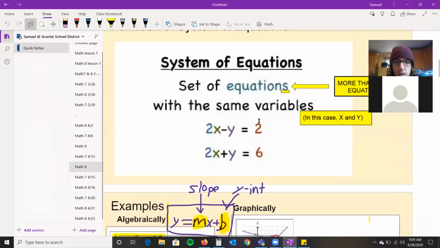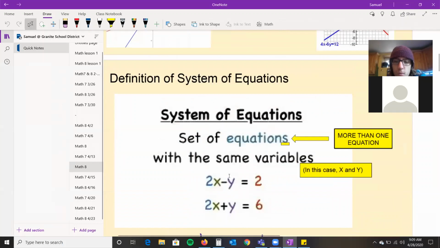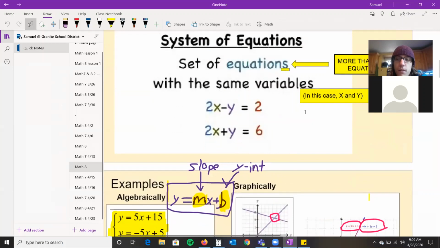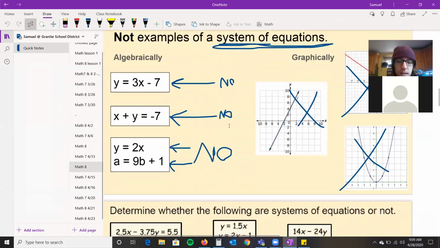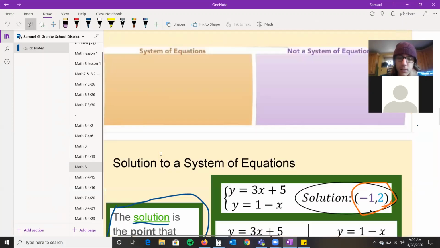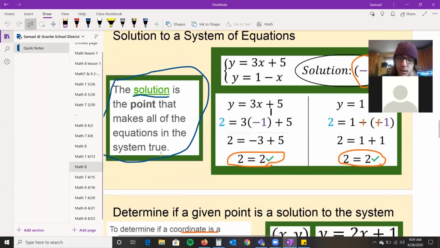This is just the notes that we took throughout the past week or so. We started off and said a system of equations is two or more equations that have the same variables. These are not systems of equations because these are only one equation. And this one has two equations, but this one's x, y, and this one's a, b, so they don't have any connection.